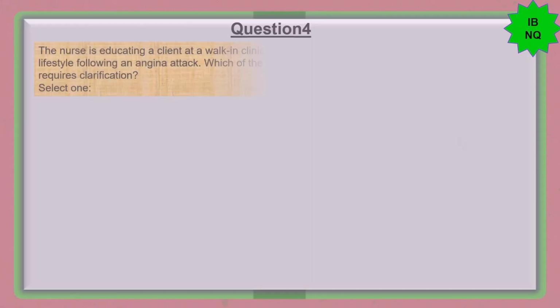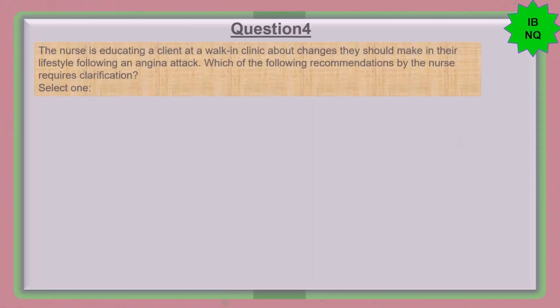Takeaway: post-cardioversion care includes assessing for burns, monitoring for dysrhythmias, providing emotional support, and documenting the procedure. Next question. The nurse is educating a client at a walk-in clinic about changes they should make in their lifestyle following an angina attack. Which of the following recommendations by the nurse requires clarification?